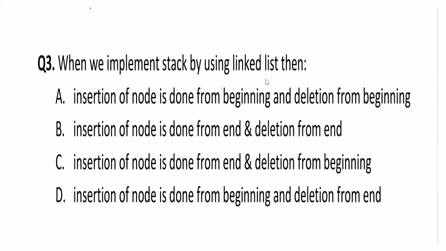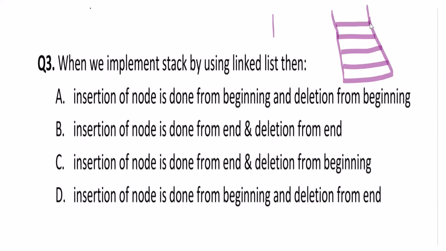Okay, this is very easy. When we implement a stack by using a linked list, where do insertion and deletion happen? Now I will take you through this, because in a stack what we do is first place the first book, second book, third book. Let's take some more books. This is the fourth book, right?